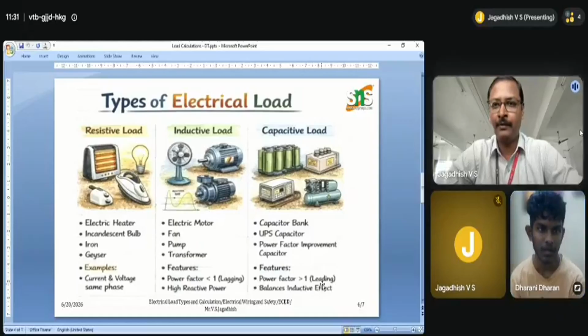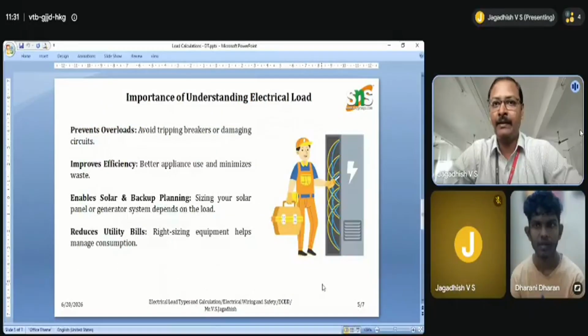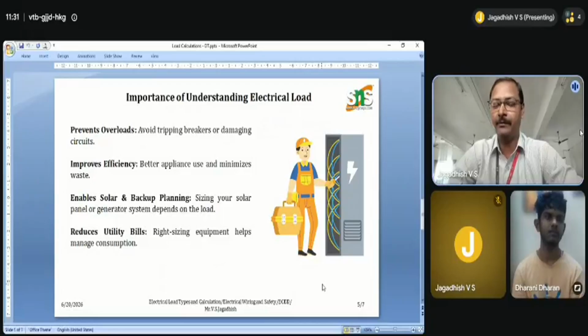Okay, let's move on to the next slide. This is just an example of certain applications listed for your understanding. And this is about the importance of understanding electrical load. Why is electrical load calculation very important? The points are to prevent overload, to improve efficiency, to enable backup plans and solar planning, and to reduce the utility bill. Could you please brief on all these points, Dharnidharan?